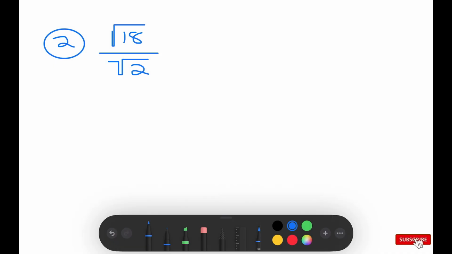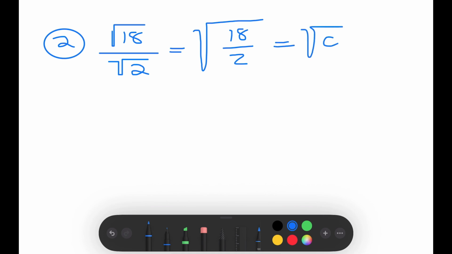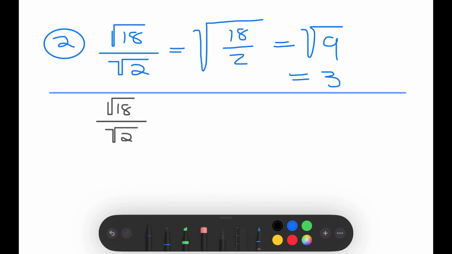And if we have the square root of 18 divided by the square root of 2, we know that since they have the same roof, this can simply be represented as the square root of 18 divided by 2. And you know that 18 divided by 2 is simply 9, so we're going to have the square root of 9, and of course this is a square number, so my final answer is simply 3.